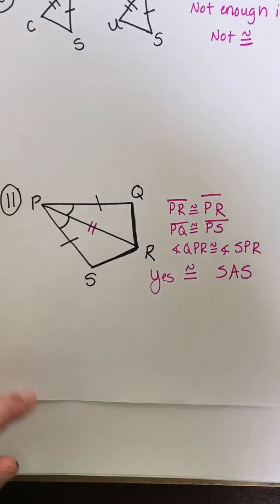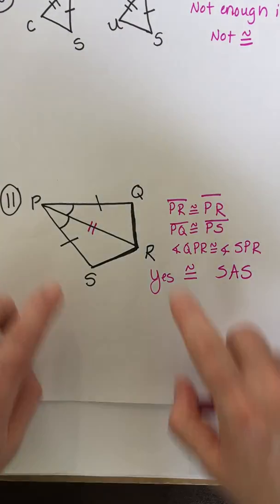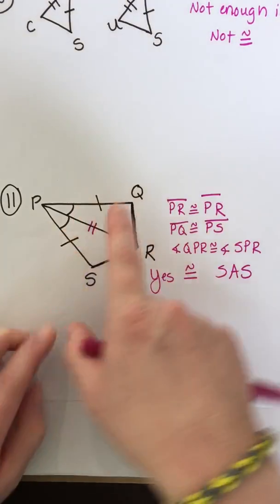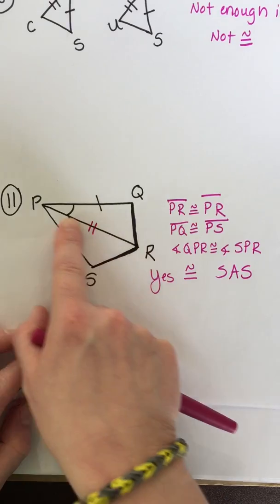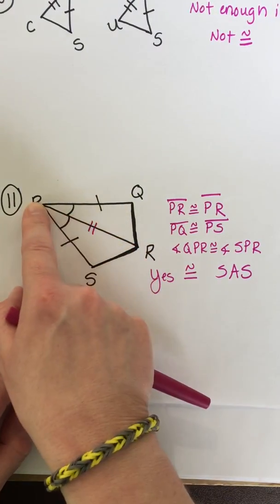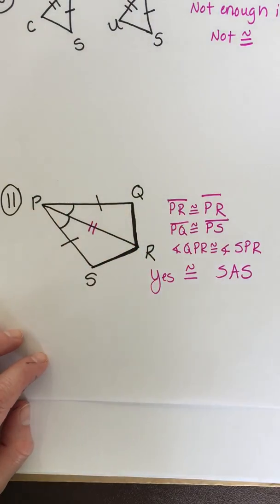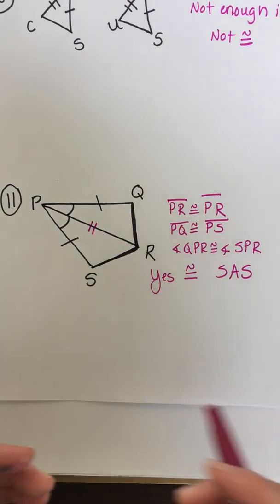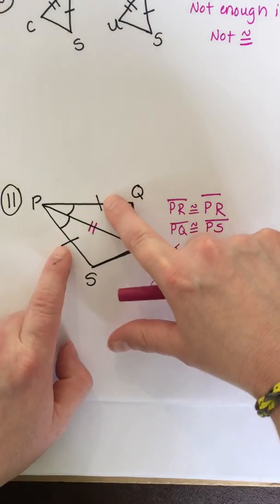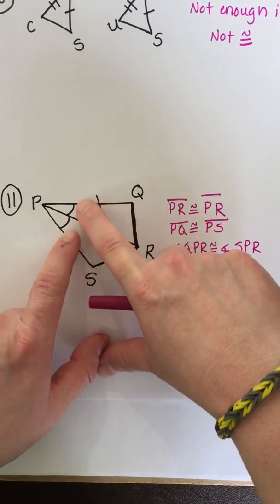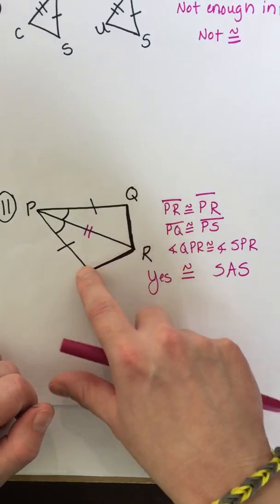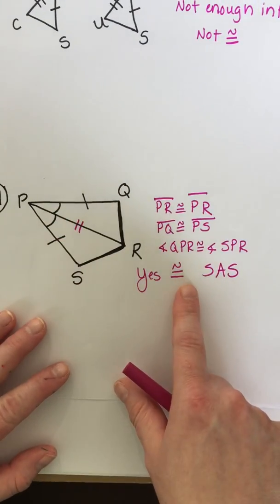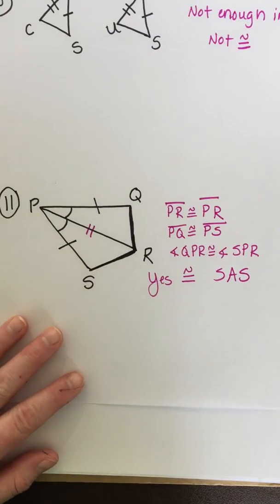And then the last one we're going to look at today is number 11. They mark these 2 sides as congruent. They mark these 2 angles as congruent. And then I see that they share PR as a side. So I went ahead and marked that as congruent. So I know that this is congruent to itself. That's the reflexive property, right? And then these 2 sides are congruent. They gave that to me. These 2 angles, QPR and SPR, are congruent. They marked those for me. So yes, they're congruent, and they are congruent by side, angle, side.